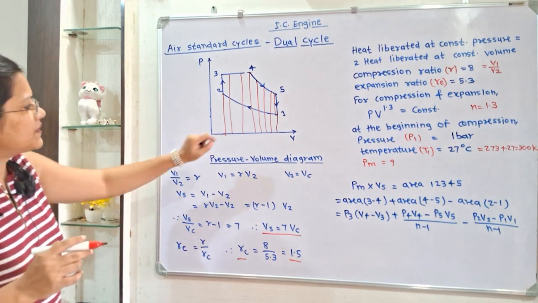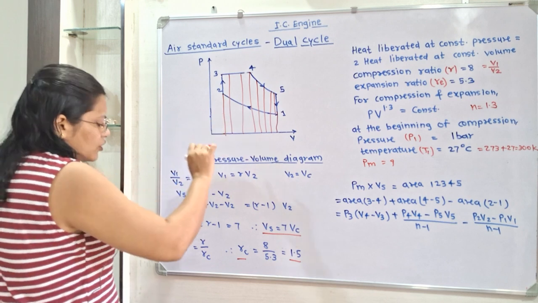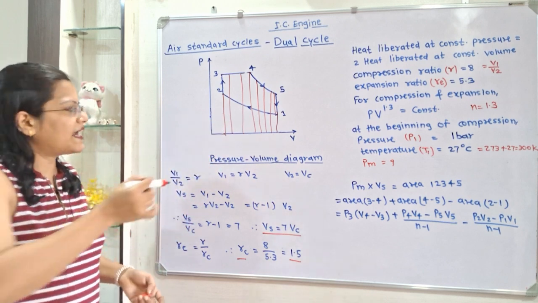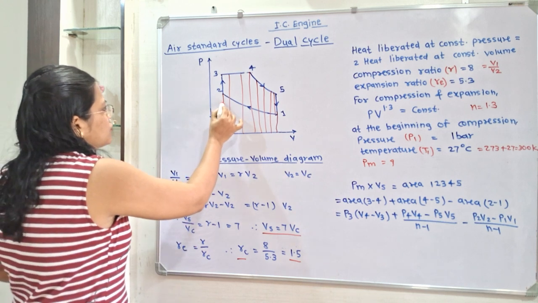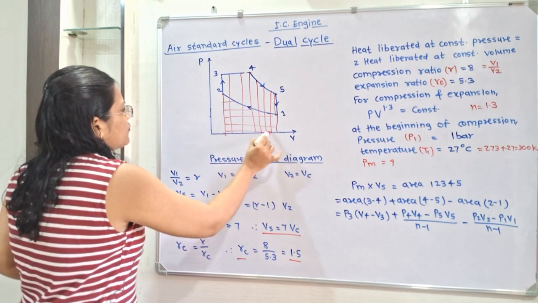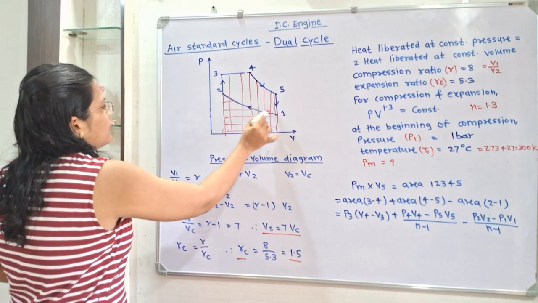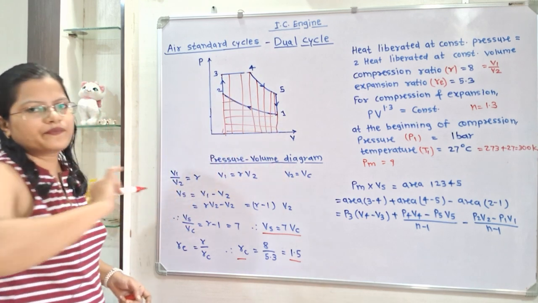So we have to subtract area under 1, 2. To subtract the area, I will draw here the horizontal lines. So how to subtract this? We have to subtract this area, then we will get the area of 1, 2, 3, 4, 5.